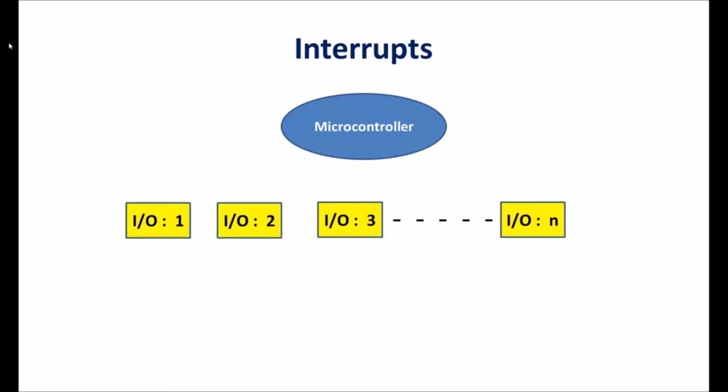In interrupt method, whenever device is ready, it sends a signal to microcontroller and then microcontroller will execute service routine, that is program written for this particular IO device, that is called ISR, interrupt service routine program. So microcontroller can do its own work, and whenever any device is ready, it sends a signal to microcontroller and microcontroller provides the service to that particular interrupt. So it saves the time of microcontroller.